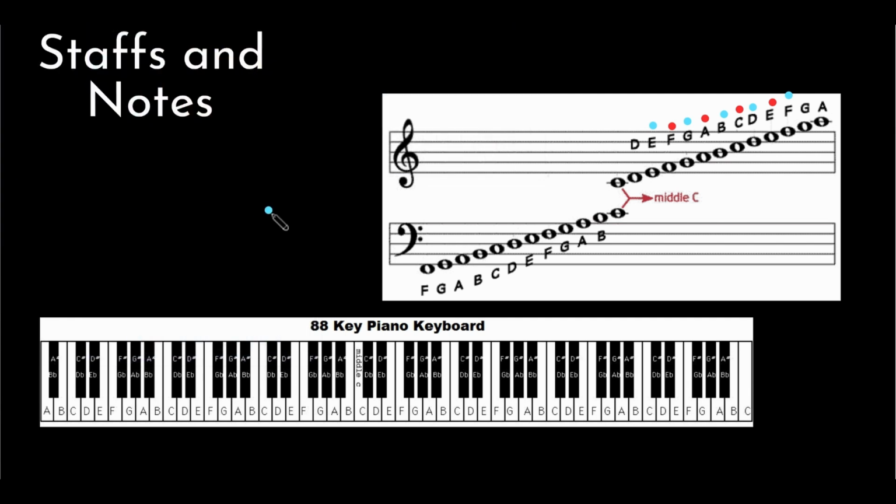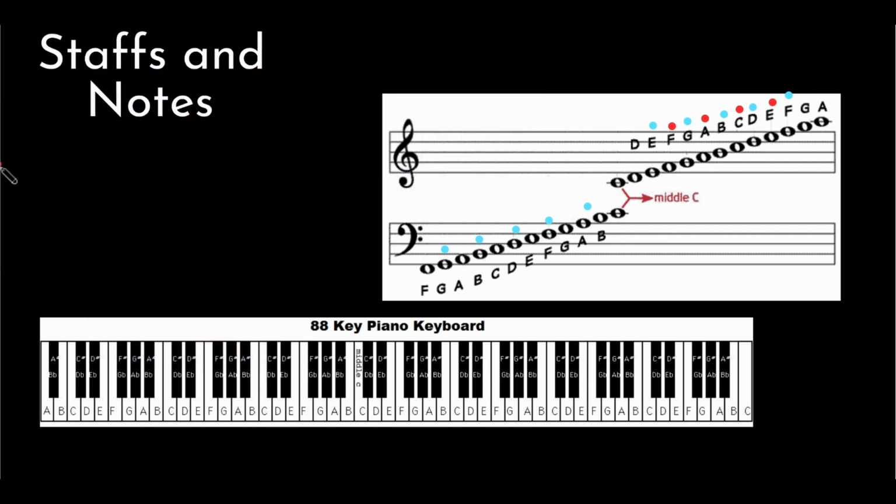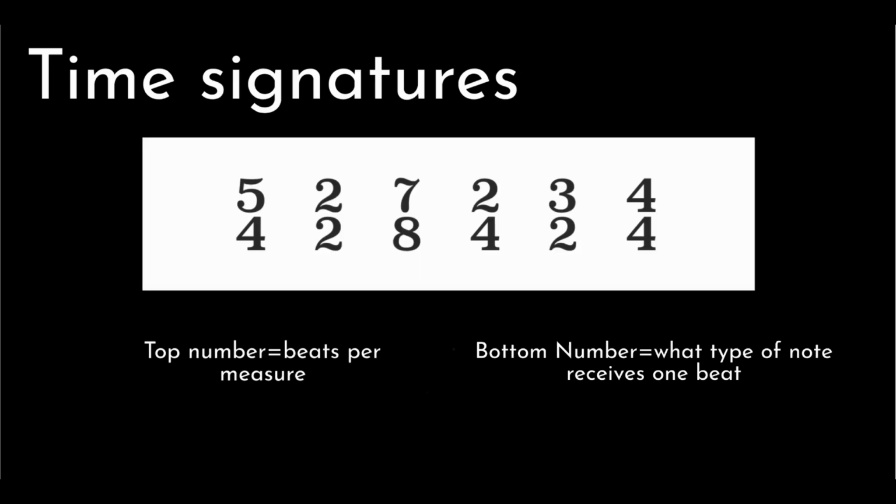Now, let's look at bass clef. On the bass clef lines, it would be good birds do fly away. And for bass clef on the spaces, it would be all cows eat grass.